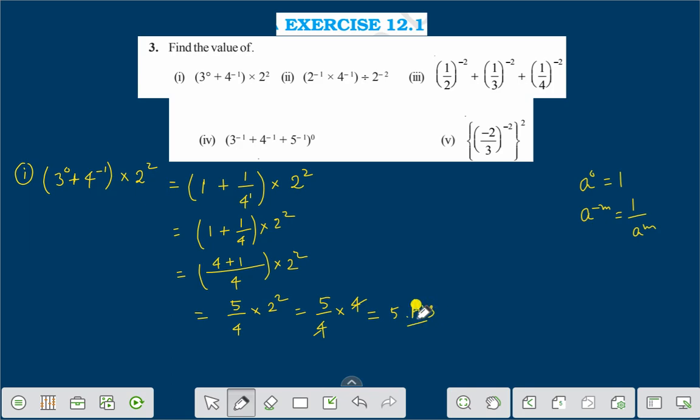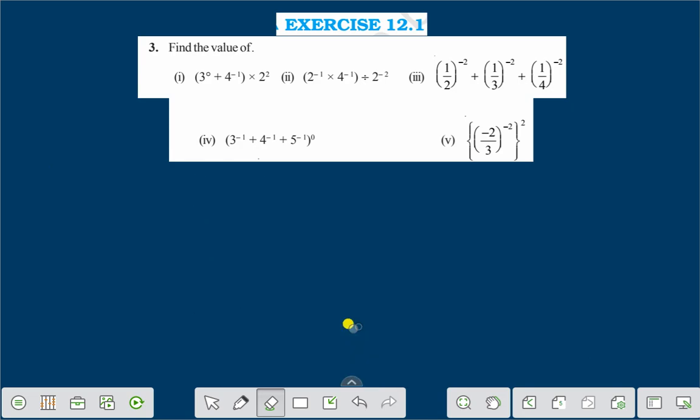Right? Let's solve question number 2. Here is question number 2. Question number 2 is 2 to the power minus 1 into 4 to the power minus 1 divided by 2 to the power minus 2.